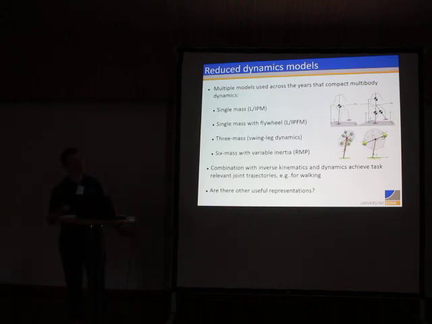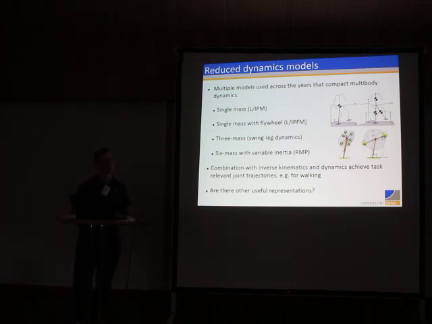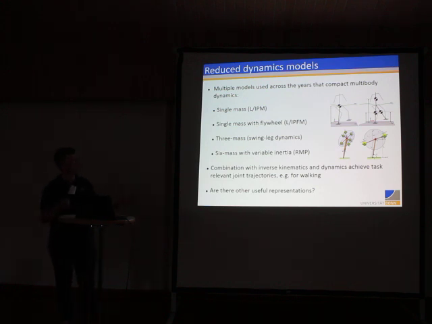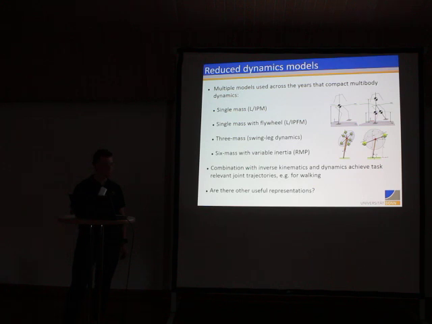So we've had multiple models that try to capture the dynamics of related systems, like the single mass models. You can have a flywheel on top. You can change it to 3 masses to get swing leg dynamics. You can have a 6-mass variable inertia model, the reaction mass pendulum. Usually then combine them with some inverse kinematics and dynamics to achieve fast relative joint trajectories for, let's say, walking.